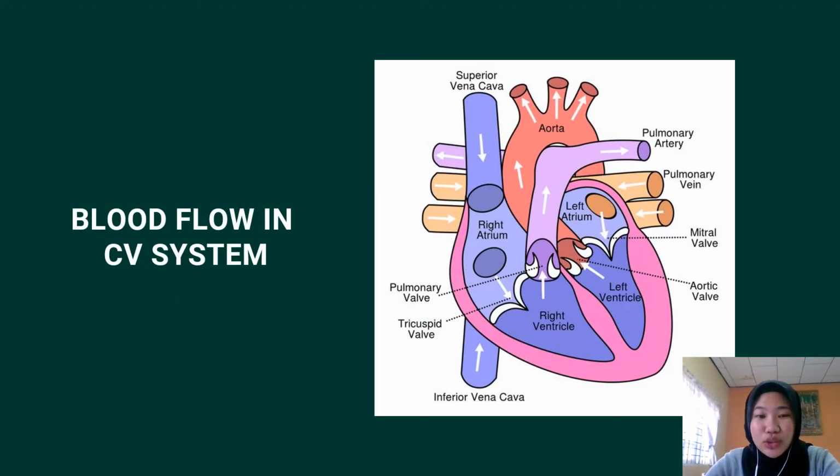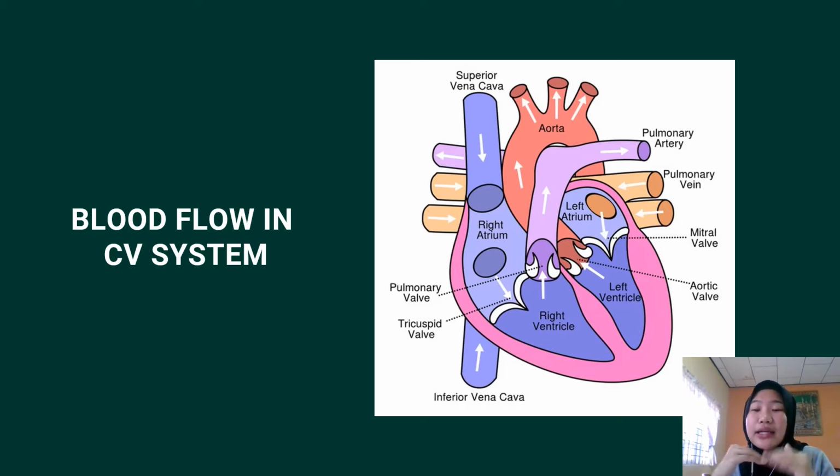In this slide, I will show you about blood flow in the cardiovascular system. The deoxygenated blood will enter from the superior vena cava or inferior vena cava into the right atrium. When the blood is at the right atrium, the tricuspid valve is open and the pulmonary valve is closed, and then it will go through to the right ventricle, and then the pulmonary valve is open and the tricuspid valve is closed. The deoxygenated blood will enter the pulmonary artery to the lungs for external diffusion.